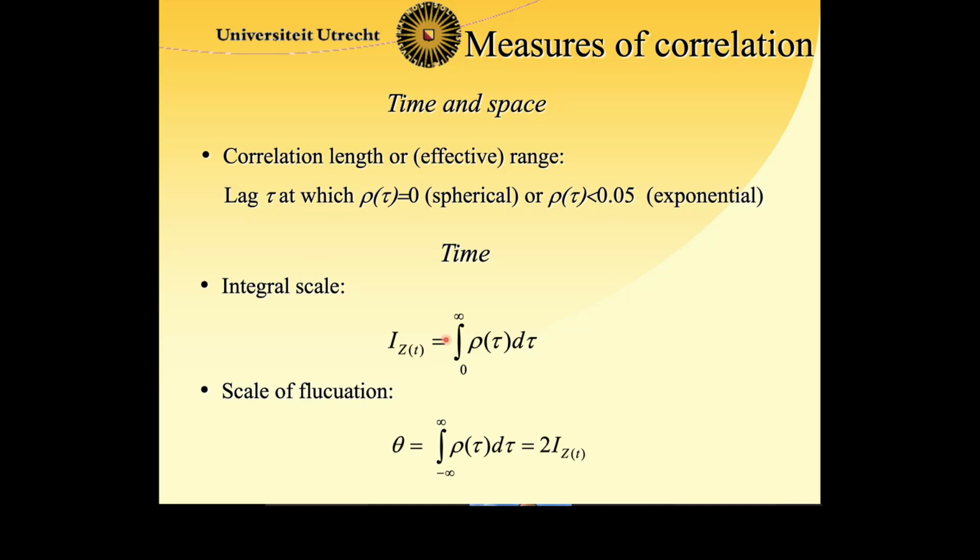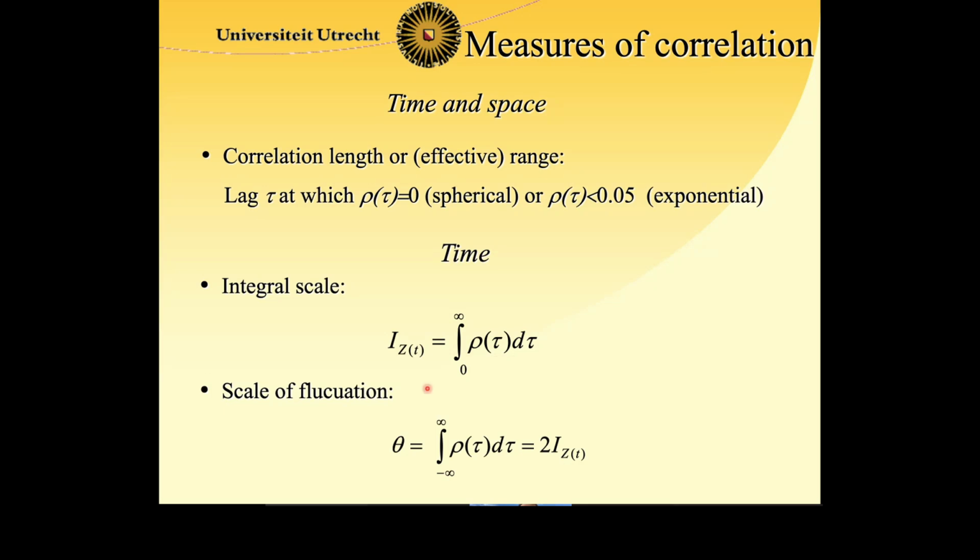Now in time there are other measures. One is the so-called integral scale. That is the area underneath the correlation function. You can imagine the longer it takes for the correlation function to go to 0, the larger the area underneath is.